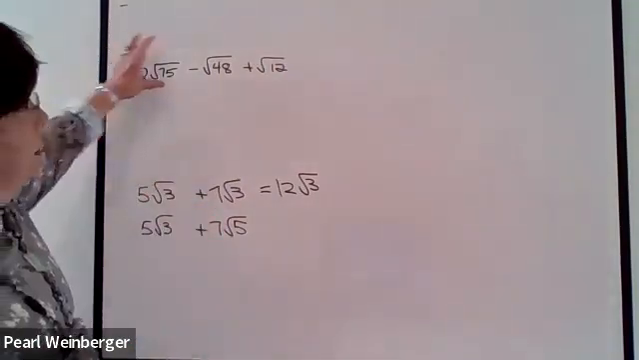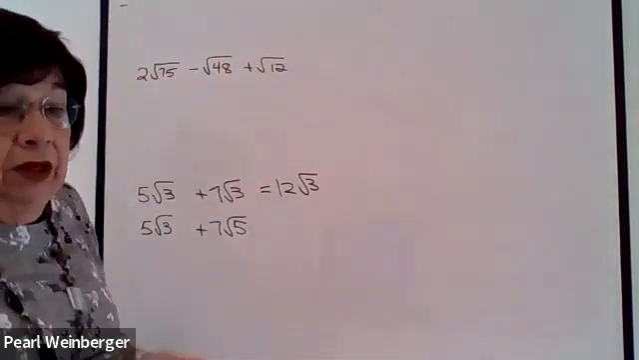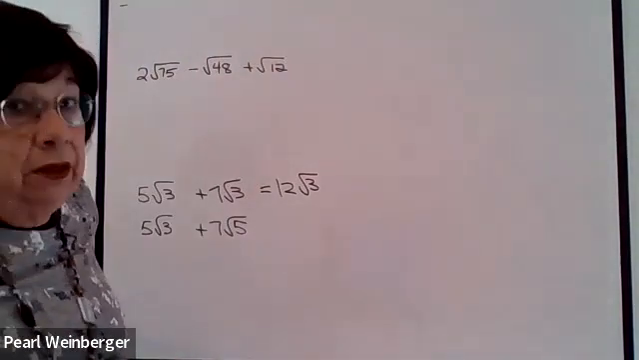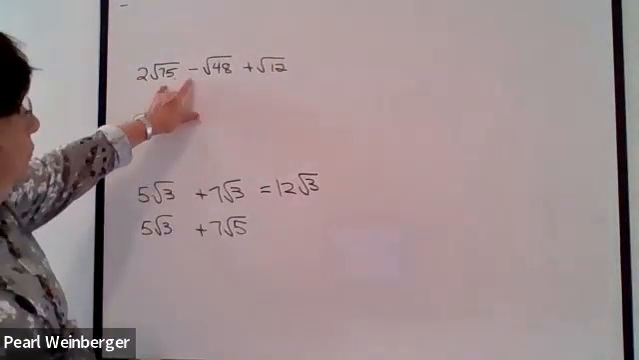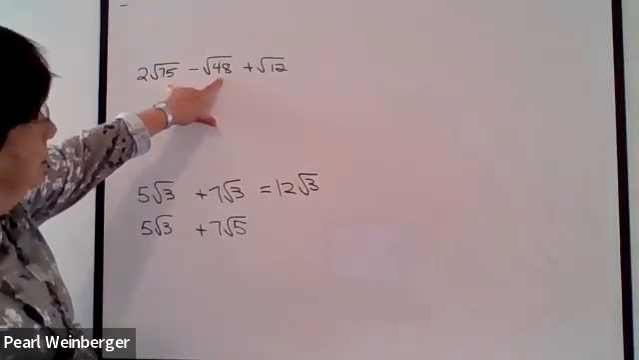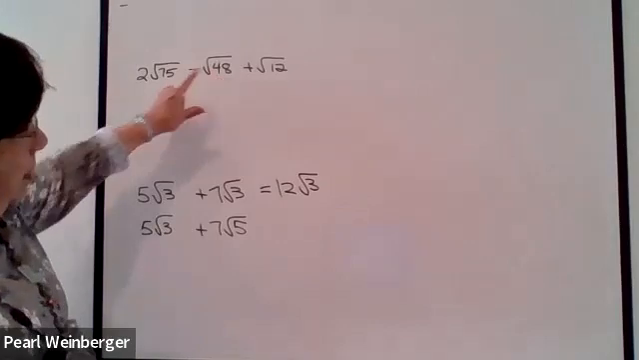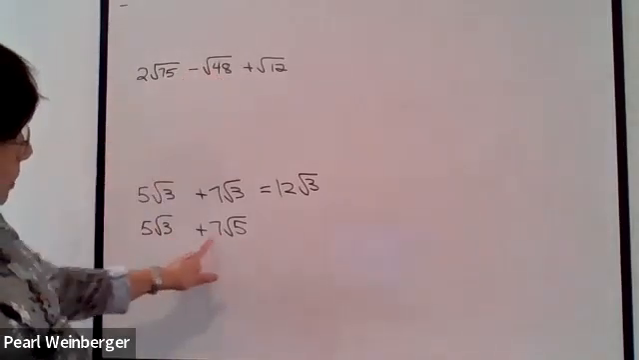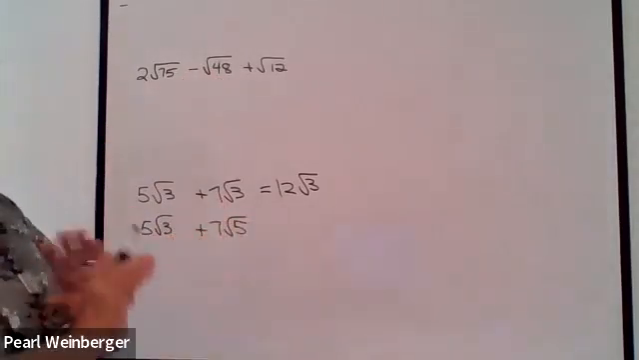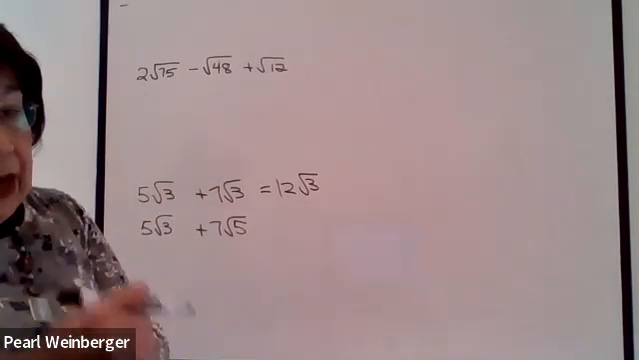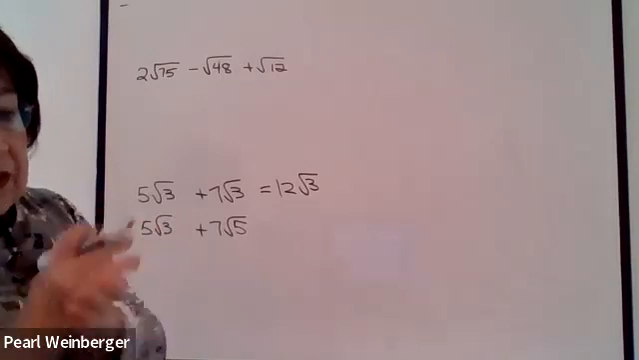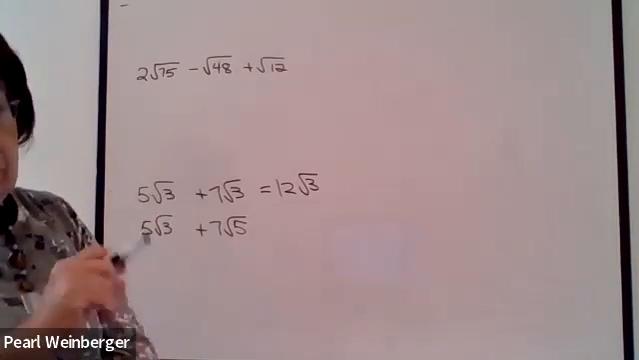Now, when I look at it initially, it looks like they're not like radicals. Looks like I can't do anything with it, because if they're different numbers inside the radicals, I cannot add them. I can't go like this and do 3 plus 5 and oh, this is radical 8. It doesn't work that way. You can only add or subtract radicals that have the same exact thing inside their square root.